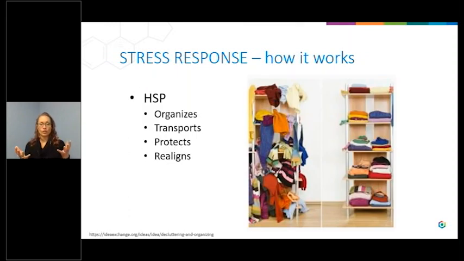So how does the heat shock protein work? It organizes things. Think, we have this visual here. Think of all of that stuff just being a mess all over the place. Heat shock protein comes in, folds everything nicely, puts it in its place. It protects it, it transports it, it organizes it, it realigns it. So it puts everything back in place to make sure that everything is working the way that it should.